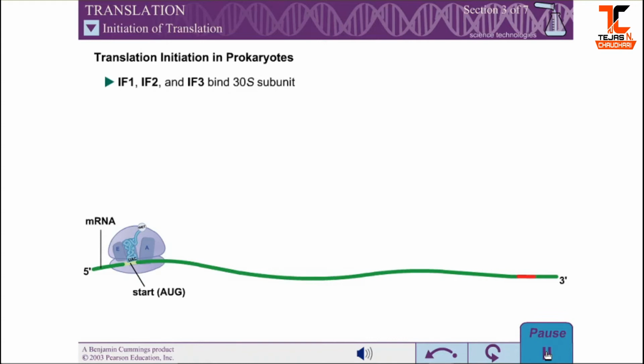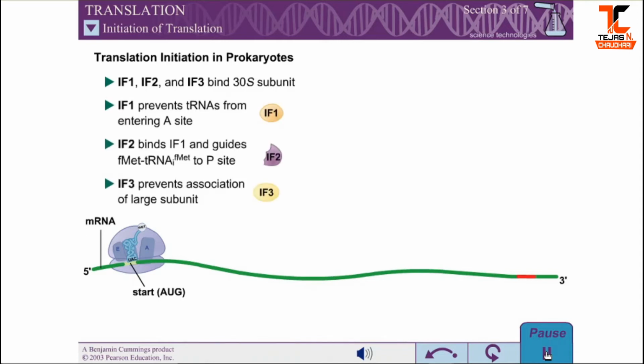First, we will describe prokaryotic translation initiation, which requires 3 initiation factors, IF1, IF2, and IF3. Each binds the 30S small ribosomal subunit.